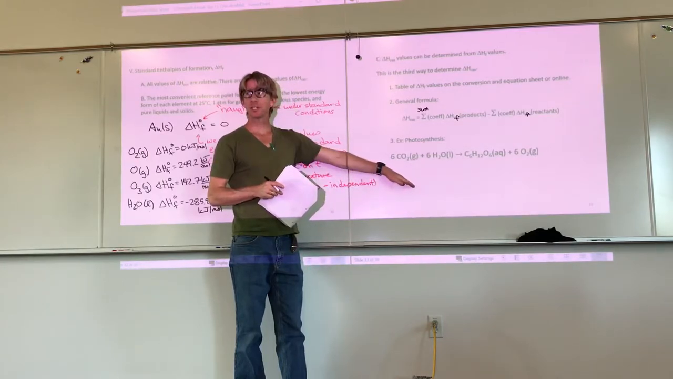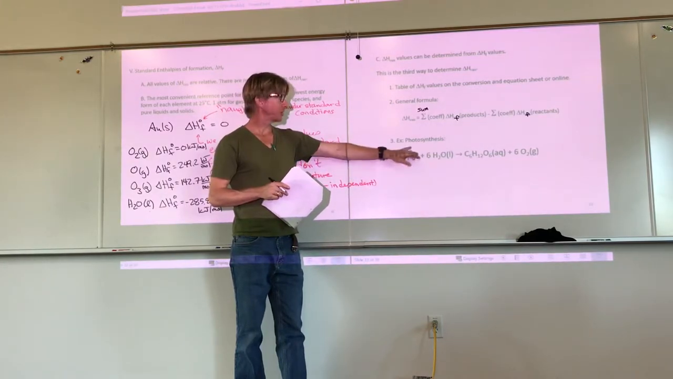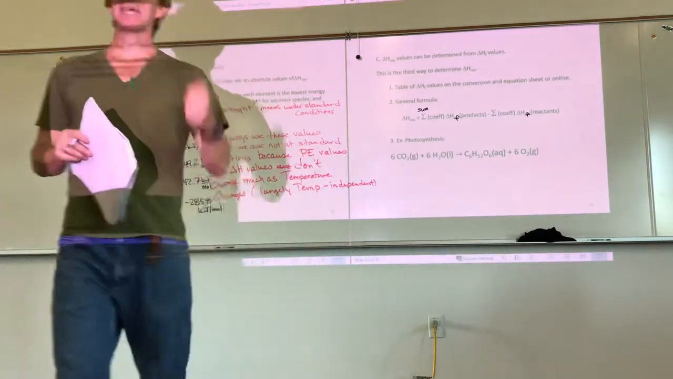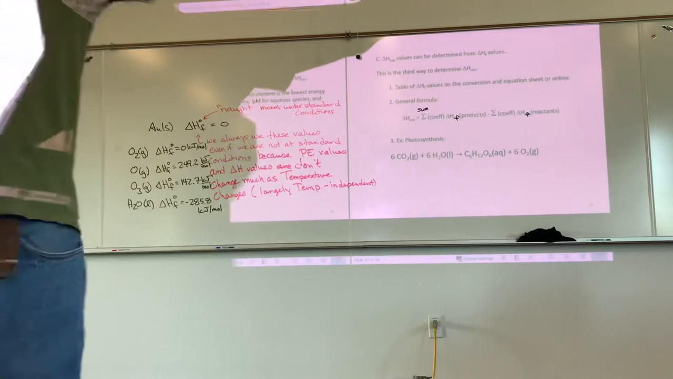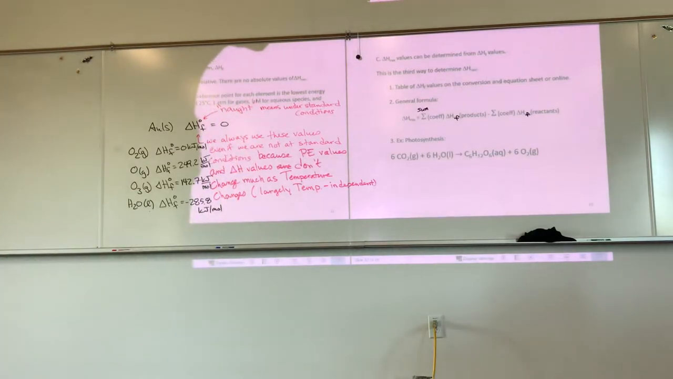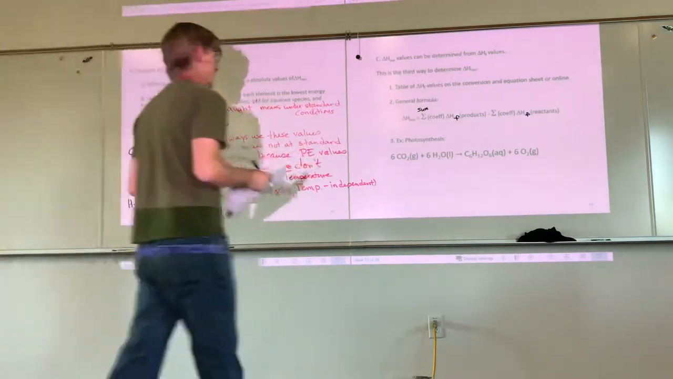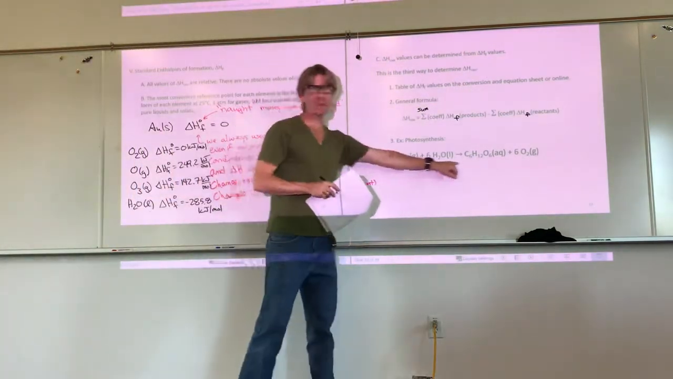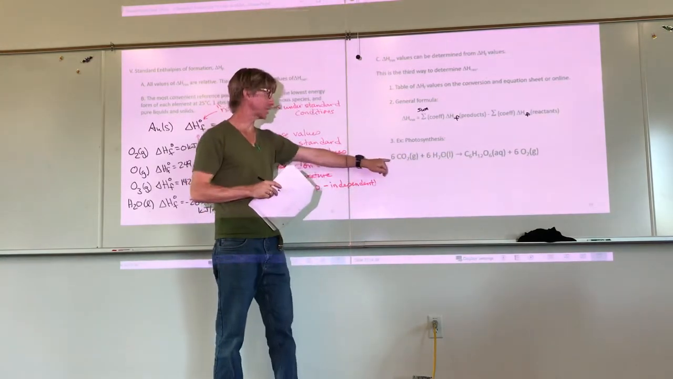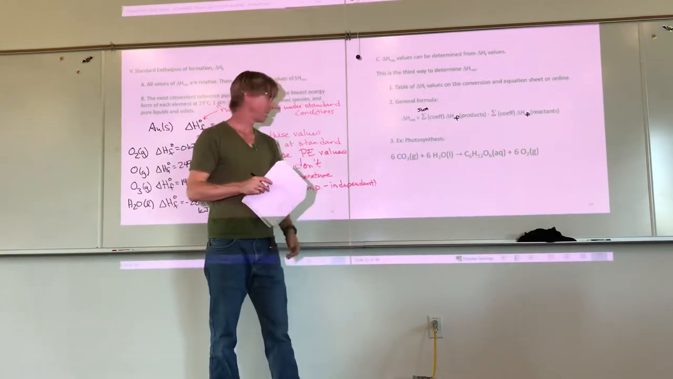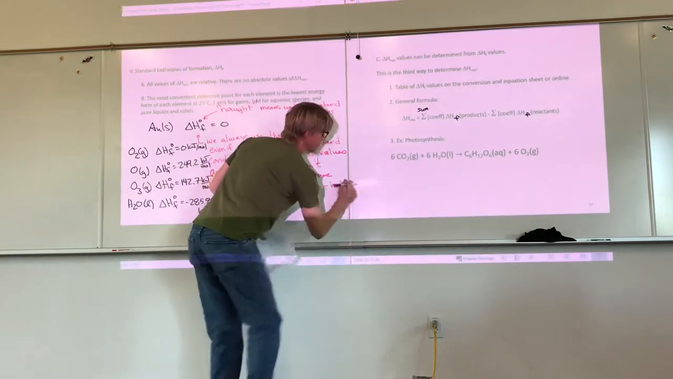Here's one from the discussion sheet this week. Photosynthesis. Question for you. Is photosynthesis endothermic or exothermic? Well, good. Then this is a real question, right? So here's a chemist's version of photosynthesis. Take carbon dioxide and water, turn them into glucose and oxygen.